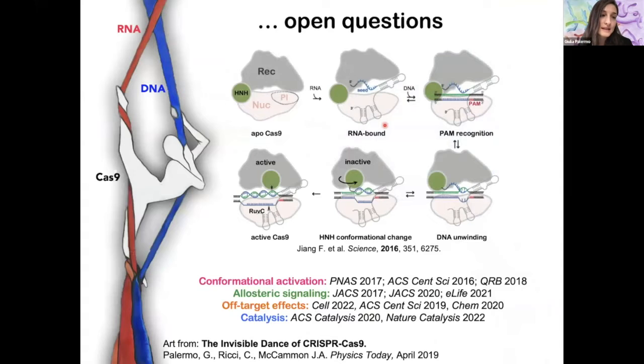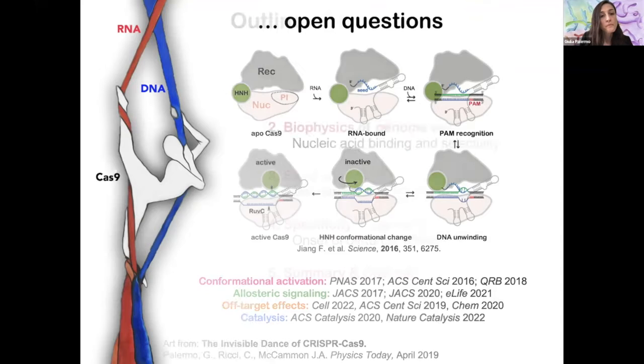As we like to say, this system works a little bit like an aerial silk artist, where there is a protein, in this case the artist, that first binds to RNA, changes conformation to grab DNA and match it. So there are several conformational changes, allosteric and off-target effects that involve the biophysics of this system. And we are interested in understanding how these phenomena happen through molecular simulations.